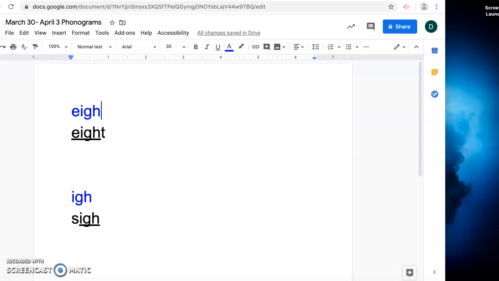I just wanted to continue our phonogram instruction. I'm just going to talk about two phonograms today. The first phonogram is A, the four-letter A.